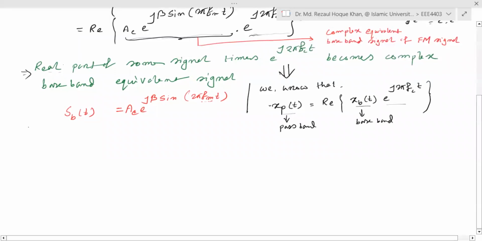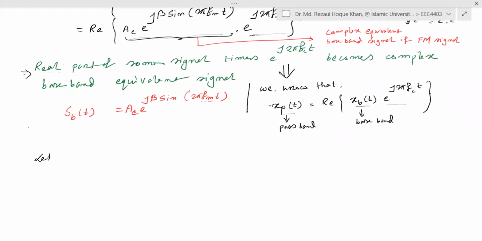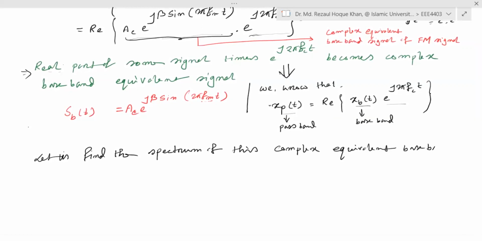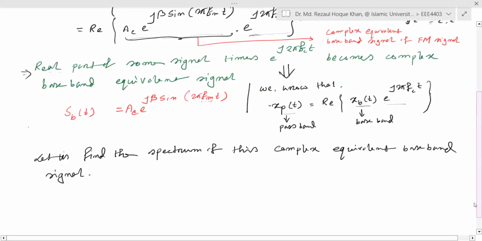Okay. Now, let us find the spectrum of this complex equivalent baseband signal, SB. Okay, let us find it.